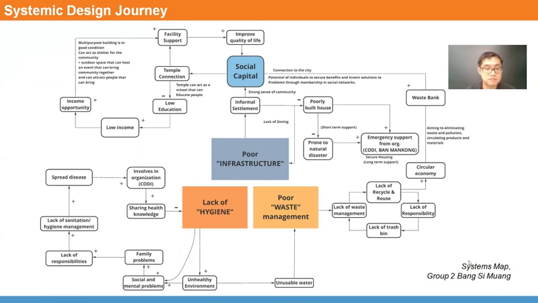In this example of a systems map by the group who looked at an existing informal settlement community of Bang Simong and Nonthaburi, we can see poor infrastructure, lack of hygiene, and poor waste management as being central issues, which affect the entire healthcare system in a poor urban neighborhood. Lack of hygiene, with lack of sanitation, with a generally unhealthy environment, can cause the spread of diseases, while social capital can overcome issues due to a strong sense of community resilience during the pandemic.